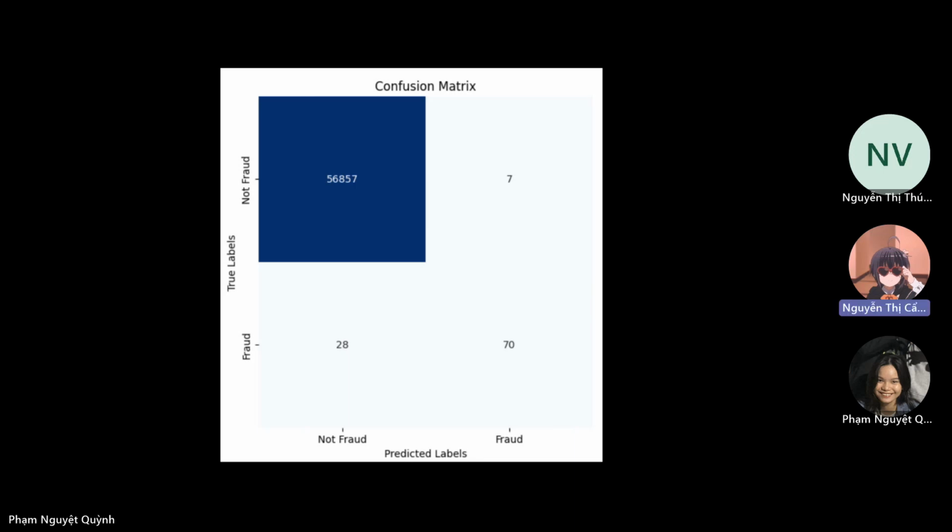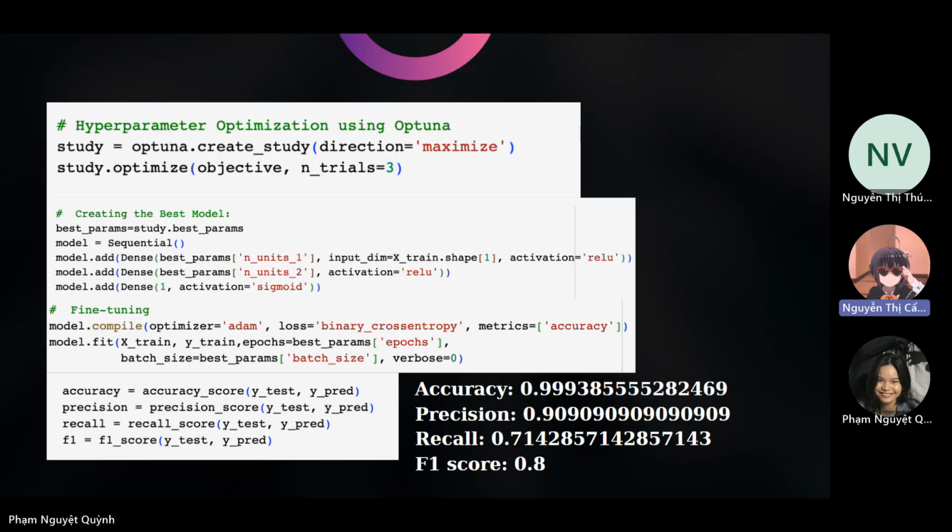We will create the FCNN Optuna model and then predict labels for the test set using the FCNN Optuna model, and create evaluation metrics. This approach gives an accuracy of 99.939%.